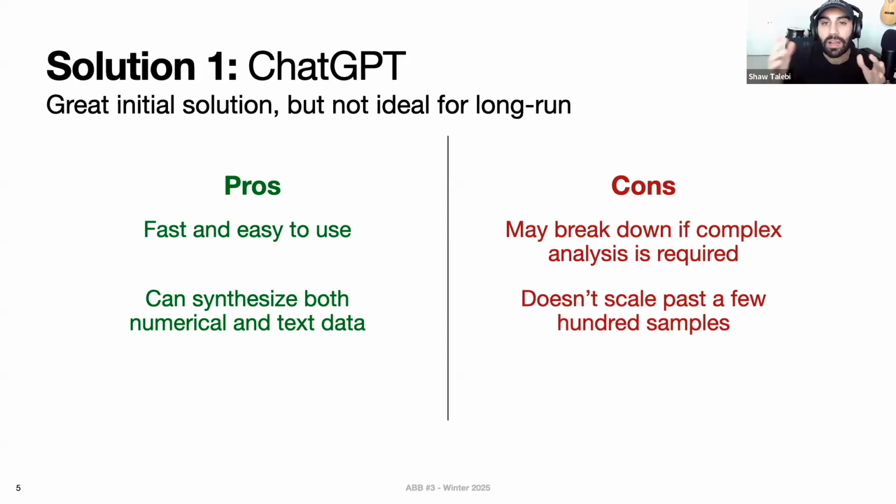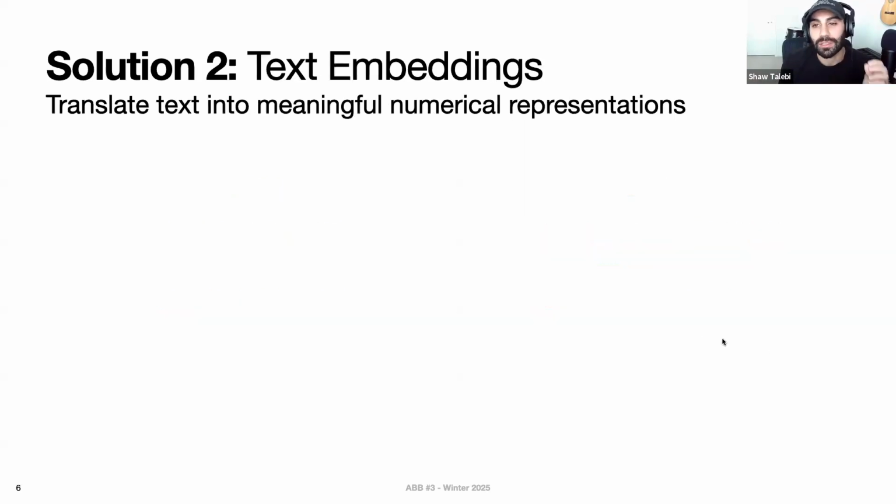So you can't fit 500 or 1,000 or 10,000 survey responses in their context window. You can't just upload this to ChatGPT or Claude. That's kind of what we're talking about with scalability, which brings us to solution number two.